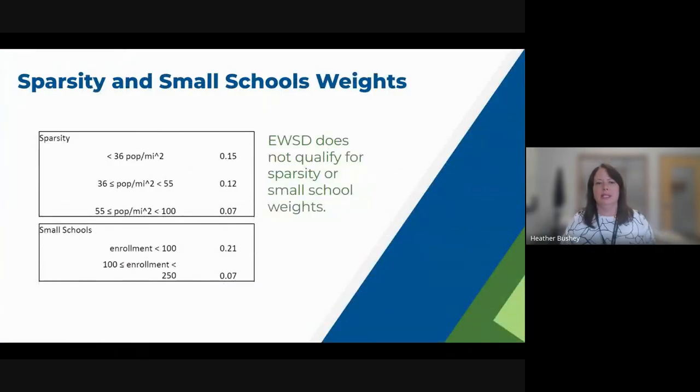So this is the sparsity and the small schools. You can see based on the population, it would show you what your weights are. And then small schools based on enrollment, again, it would show you what your weights are there. I don't know a ton about these because we just don't get it, so I don't have to worry about it in our calculations.